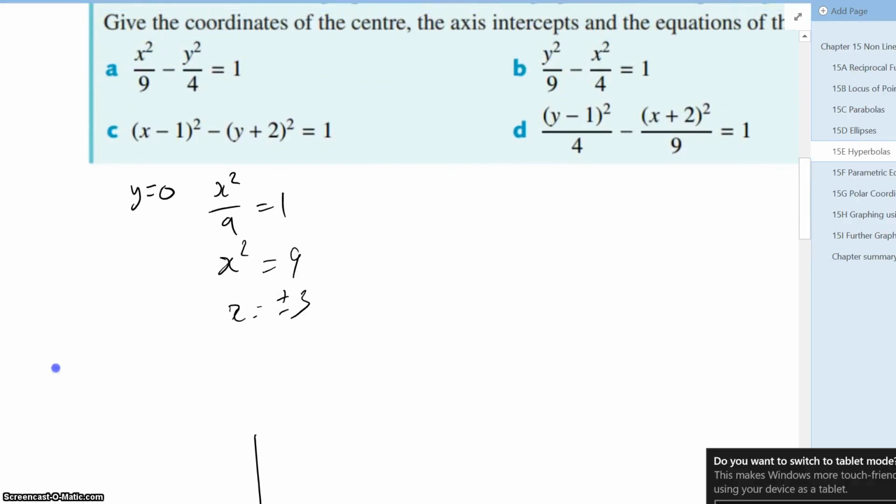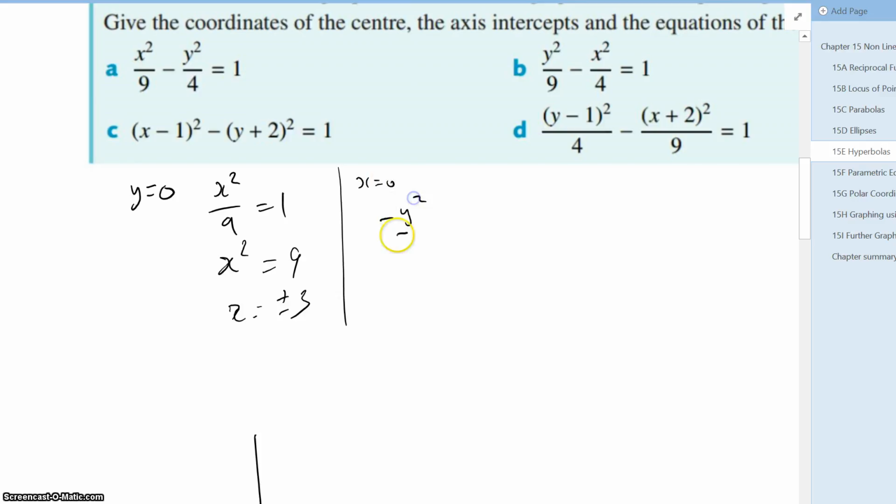Oh, before I do that, there can't be any y-intercepts, because if you have a look at this, if x equals 0, you get negative y squared on 4 equals 1, and y squared equals negative 4. And unfortunately we can't do anything with that, because you can't get the square root of a negative. Although I know you can with complex numbers, that's not relevant in this particular topic here, because we're only dealing with real numbers.